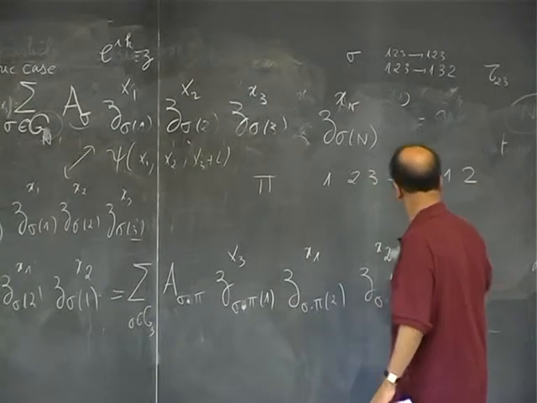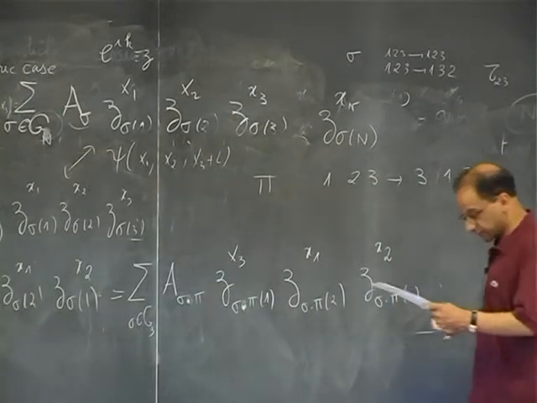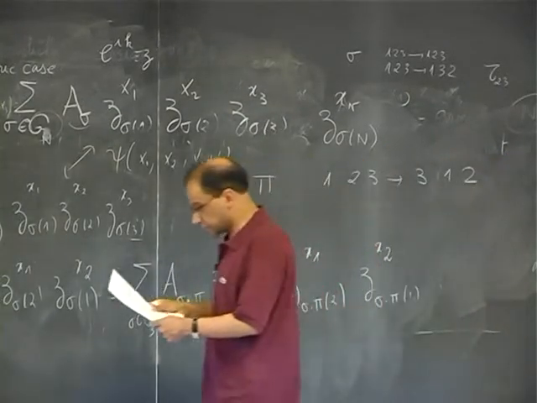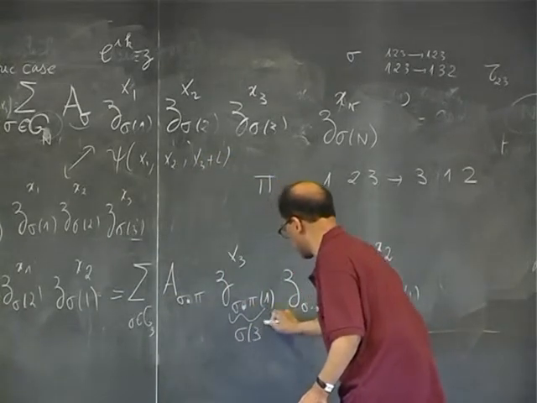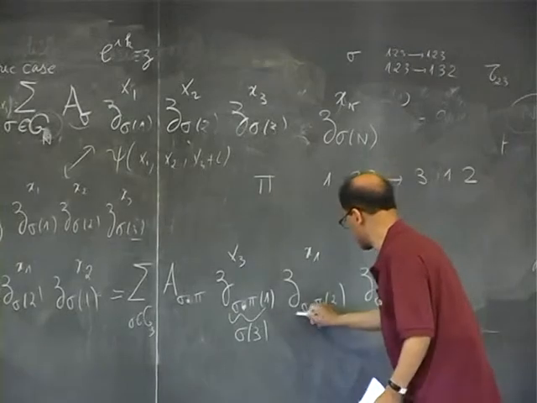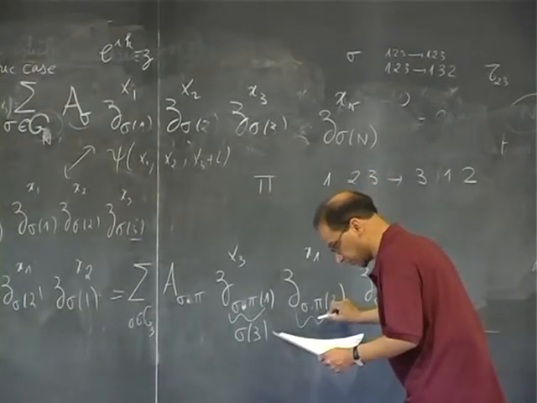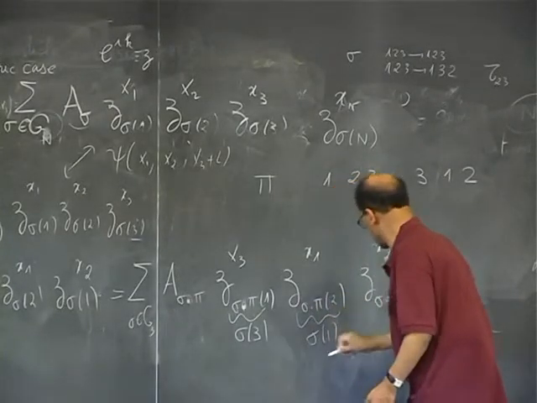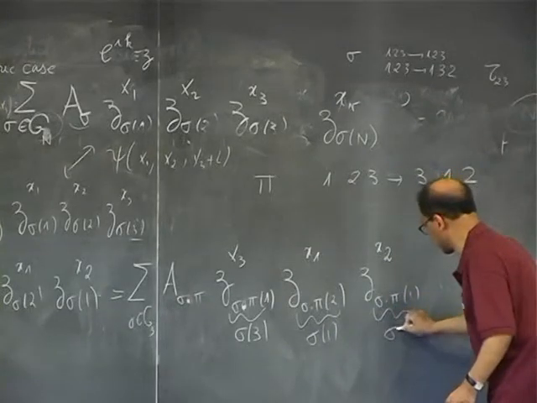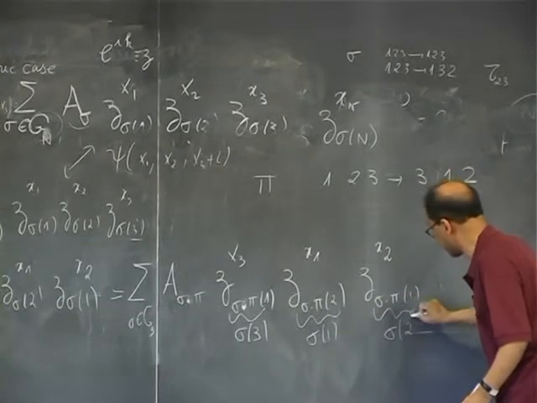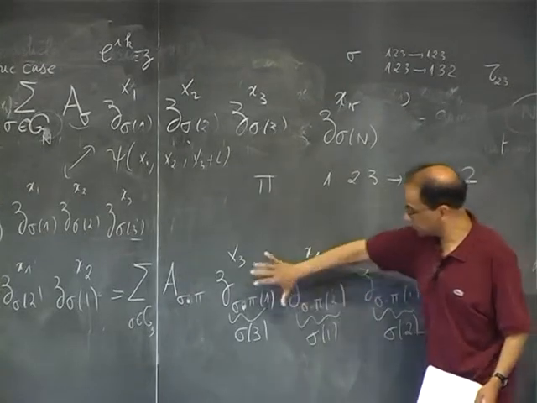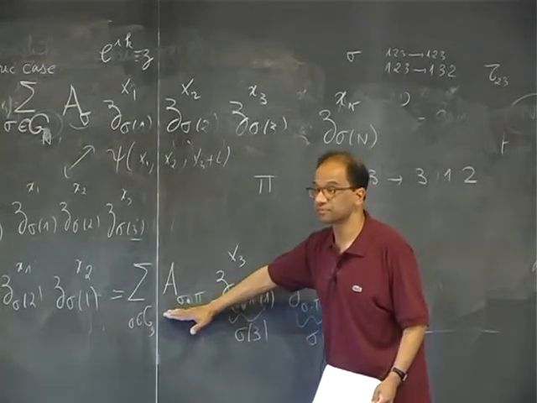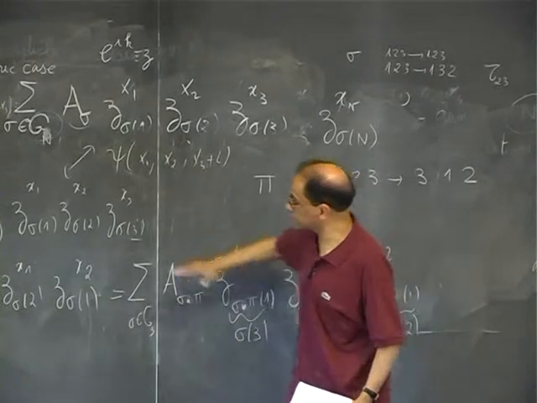x2. And now you see it works well, if I didn't make a mistake. This will become sigma 3, if I'm not wrong. Otherwise you have to choose the other permutation. This will remain, this will become sigma 1, and this will become sigma 2. And now I have the right index, but of course the amplitude is not the same. And the identification is much easier.